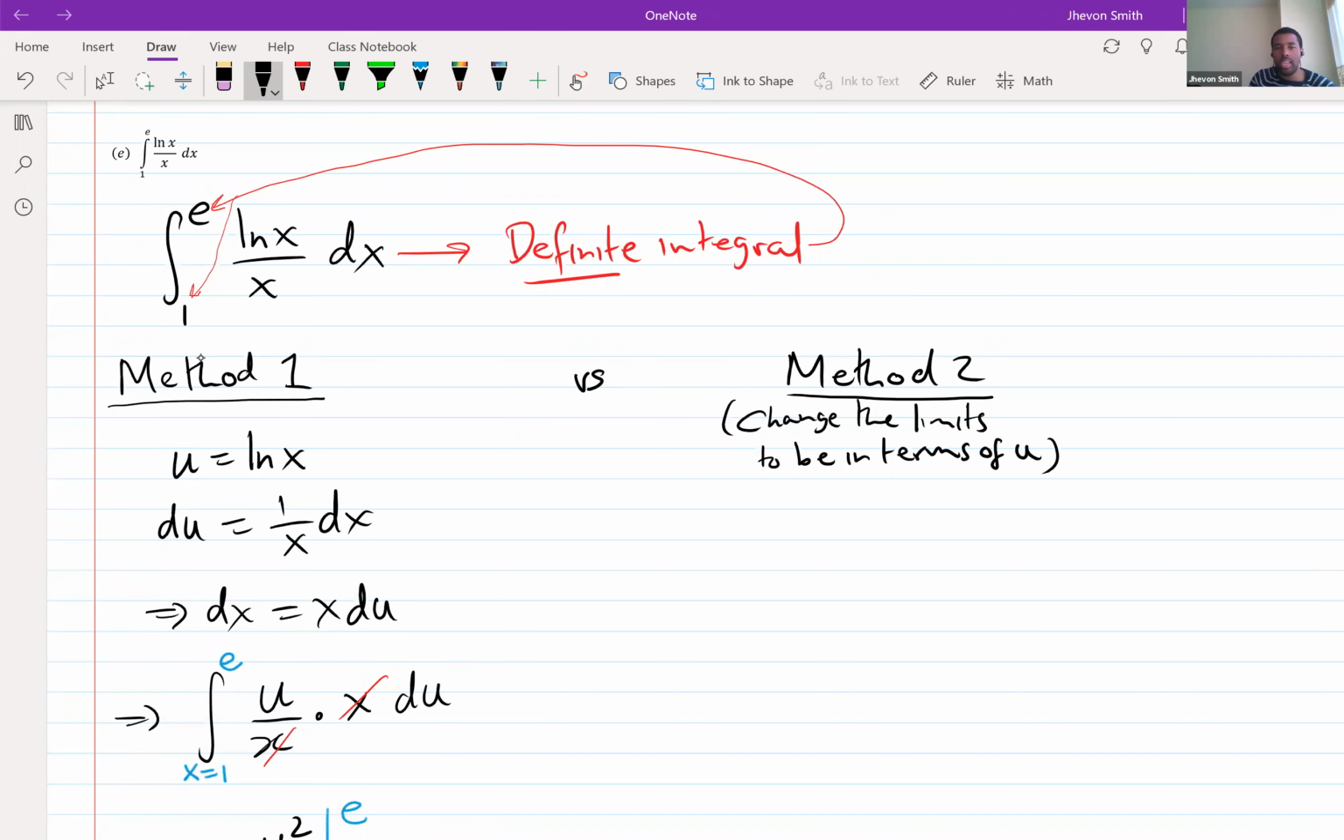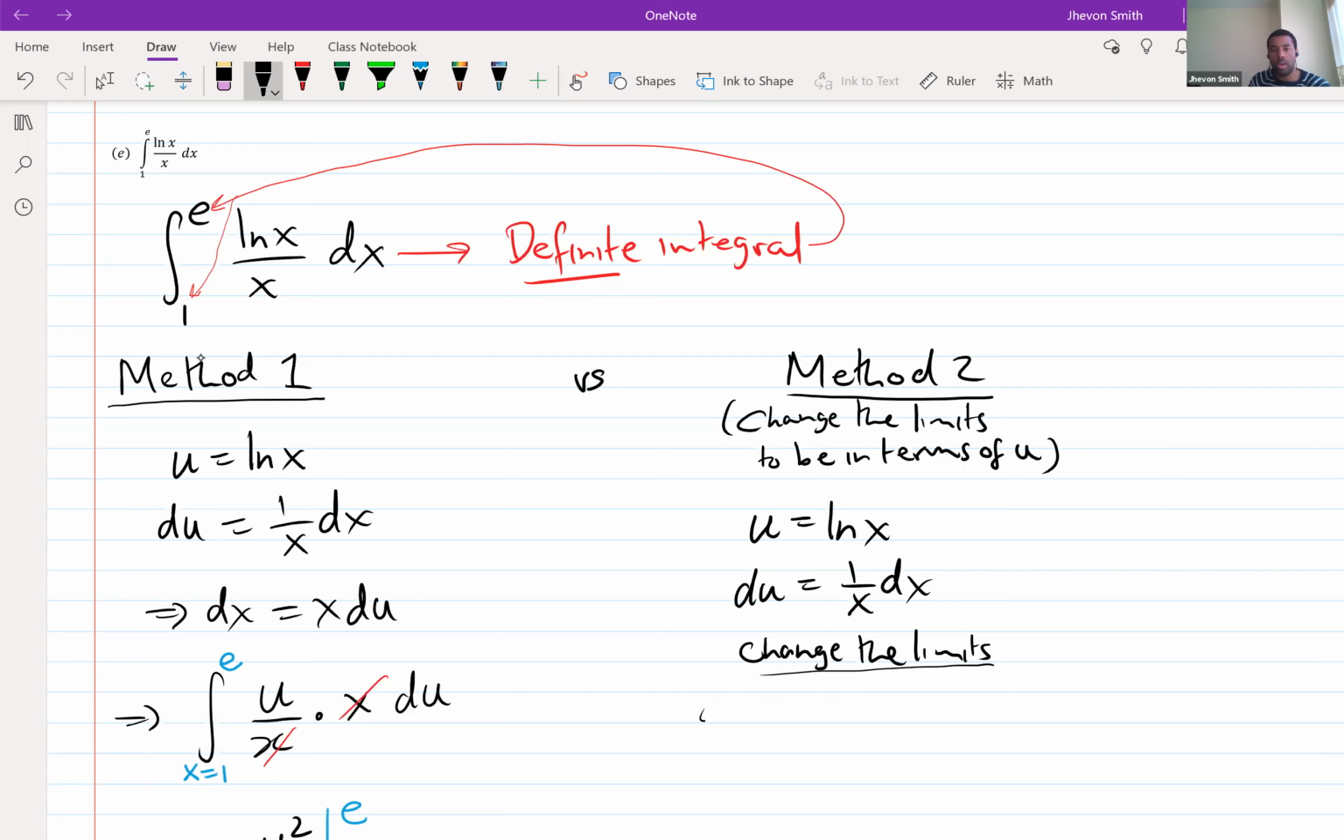So this 1 and this e, you're actually not going to leave them in x's. You're going to change them to u's first. And here's how that would actually work. You start with u equals ln x, as always. Your du would be, of course, 1 over x dx. That's not going to change. And so now you have a little section where you're going to say, we're going to change the limits. Basically now what you're going to want to do is convert these numbers, the 1 and the e, which were x's, to u's.